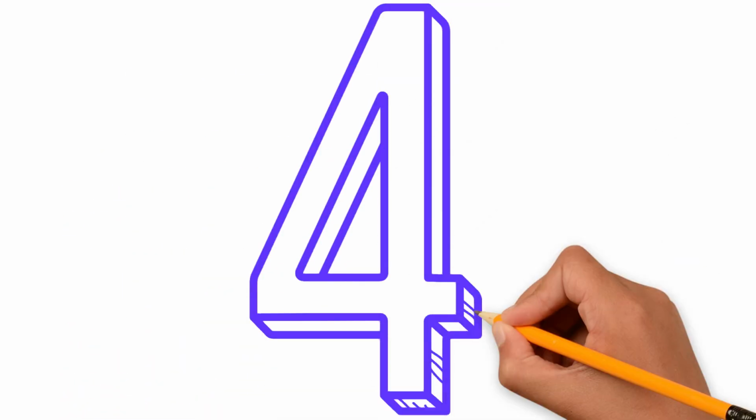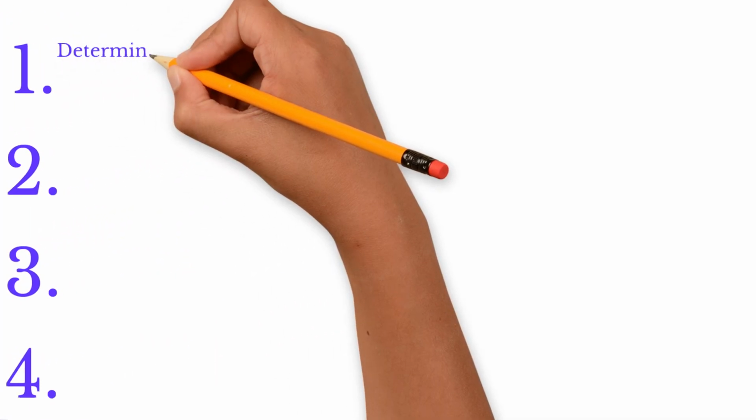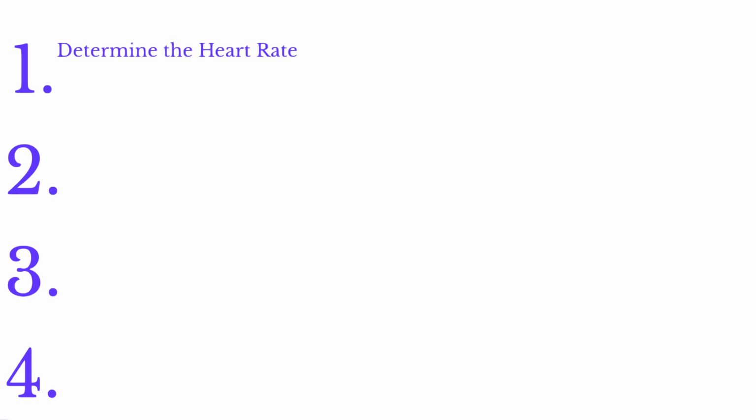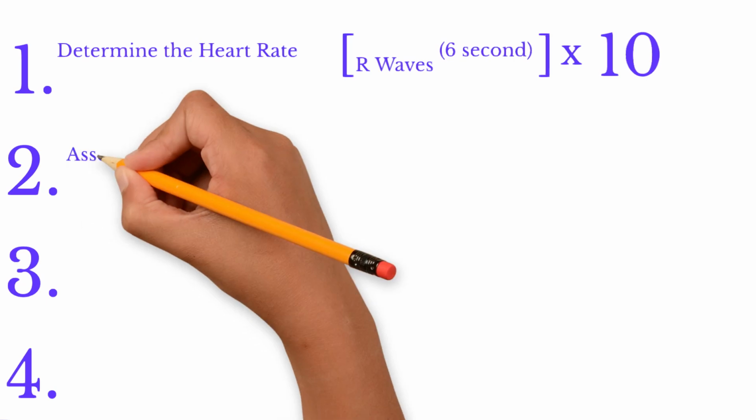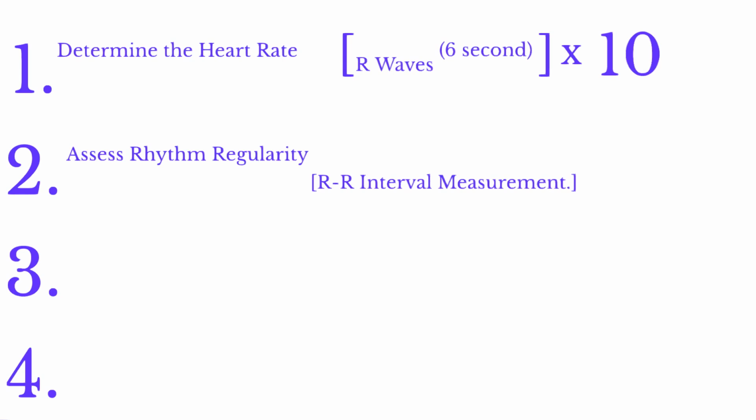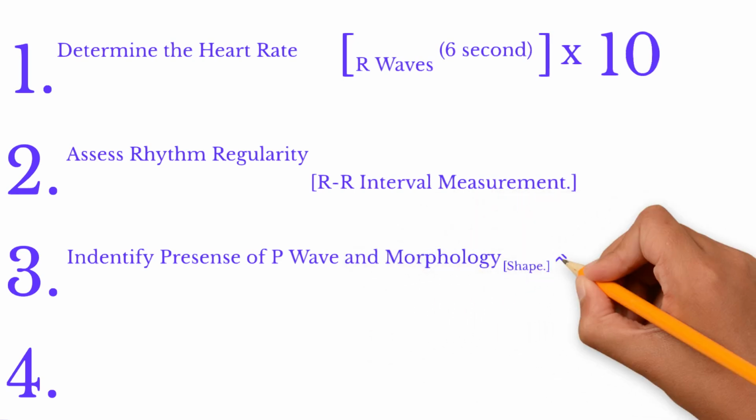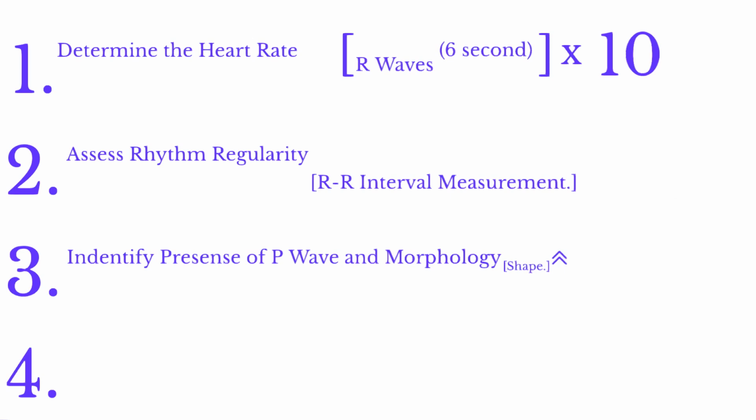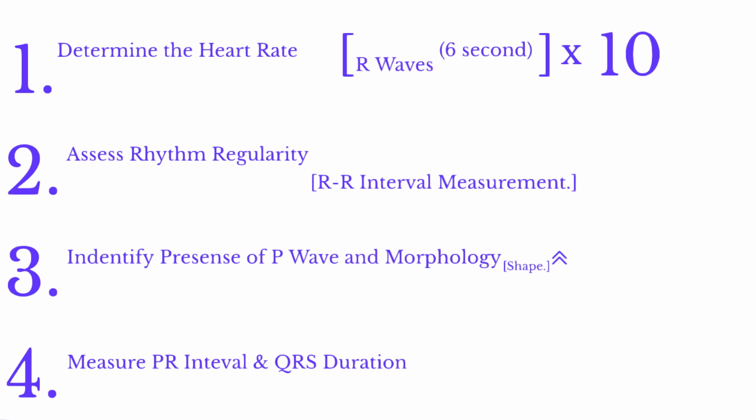There are 4 steps involved in interpreting a normal sinus rhythm on an EKG. Number 1 is to determine the heart rate. You count the R waves in 6 seconds and multiply by 10. Step 2, assess the rhythm's regularity using the R to R interval measurement. You can use a caliper. Step 3, identify the presence of a P wave and the morphology of the P wave. Morphology, that is the shape of the P wave. It has to be slightly raised. Also, step 4, measure the PR interval and the QRS duration and make sure they are within limits.